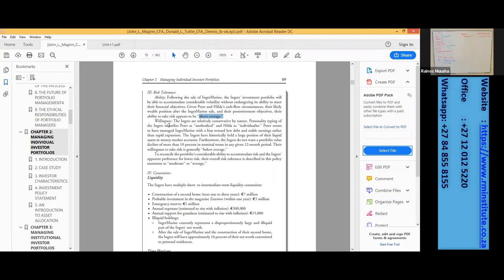Then they also say, to reconcile the portfolio's considerable ability to accommodate risk and the Ingas' apparent preference for lower risk, their overall risk tolerance is described in their policy statement as what? Moderate to average.